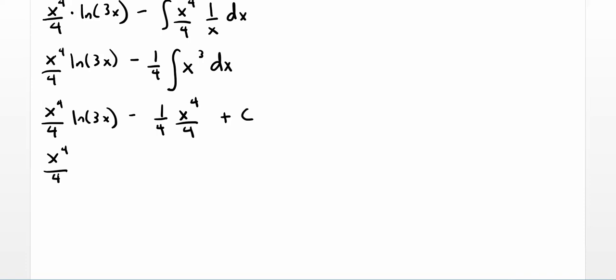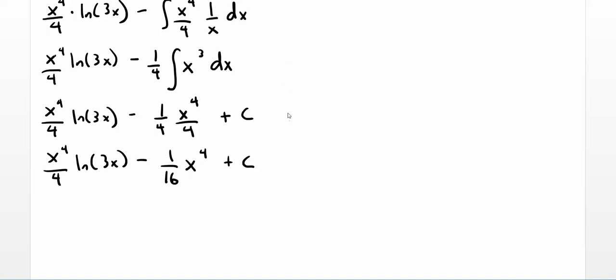And then I can clean this up just a bit more. X to the fourth over 4, natural log of 3x, minus 1 over 16 x to the fourth, plus c. Okay, next one.